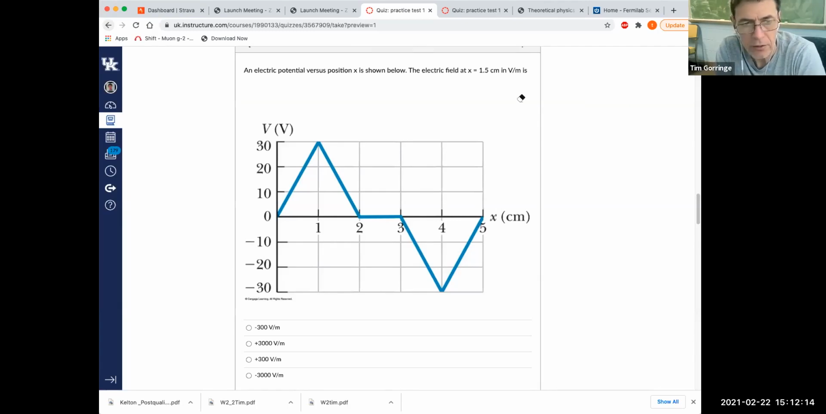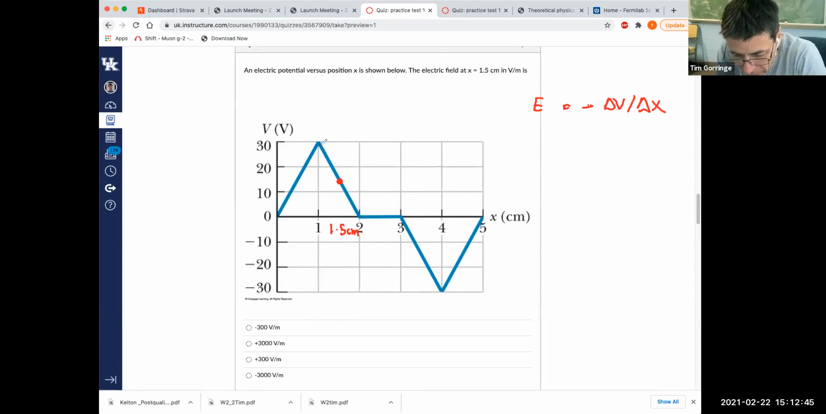So the electric field is the negative slope of the electrical potential. We can write that as an equation. The equation would be E equals minus delta V, the change in potential, divided by delta X, the change in position coordinate.